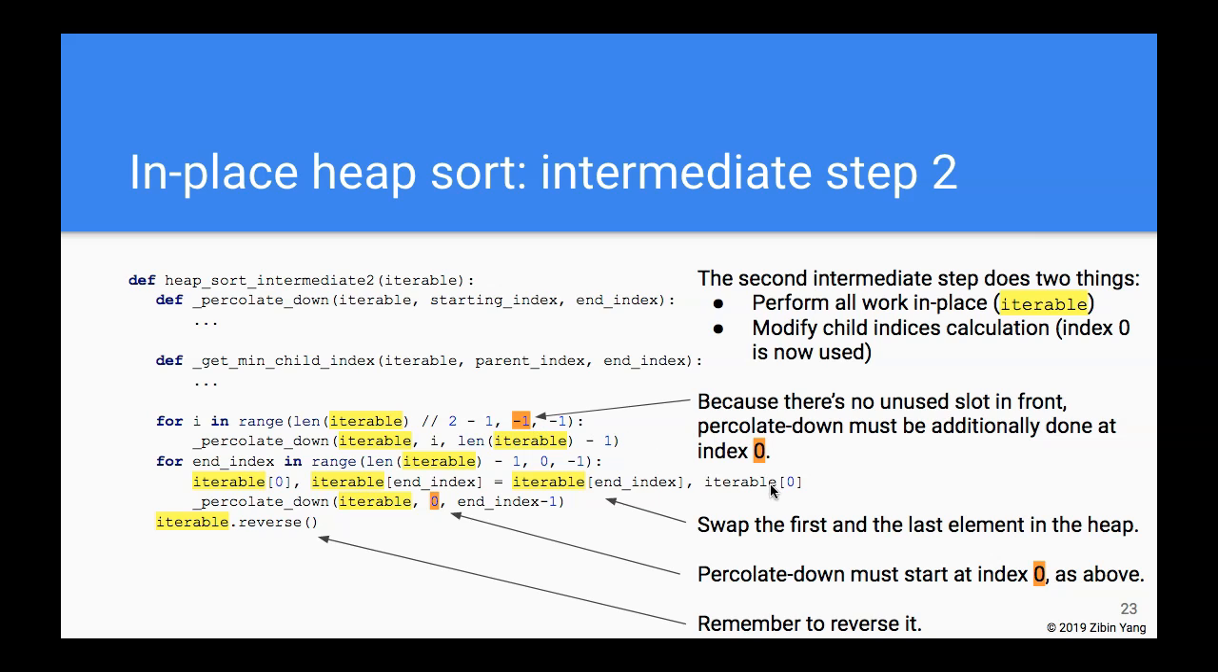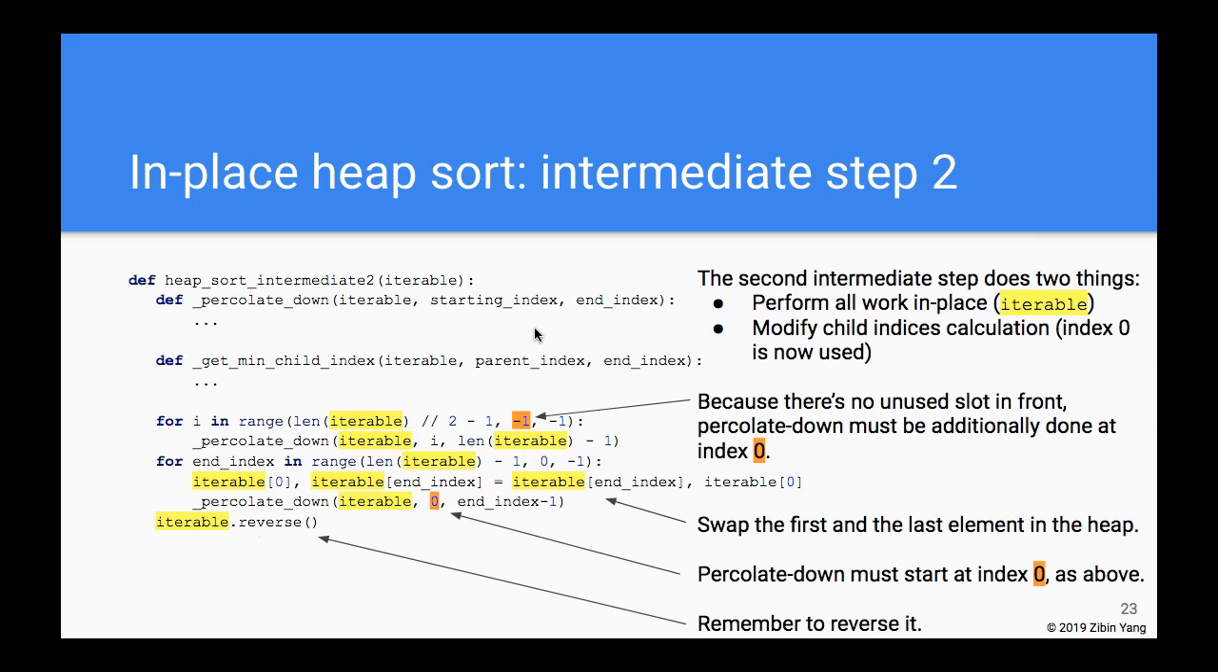Okay, and then the second change that we have to make here is the extract min operation, and also putting the min at the end. If you remember correctly, that's basically just the swap between the first element and the last element of the heap. So this is the swap operation. And lastly, the percolate down, again, we're not percolating down starting at position 1, right? We percolate down starting at position 0, and then at the end of it we have to do the reverse because it's sorted in the descending order.